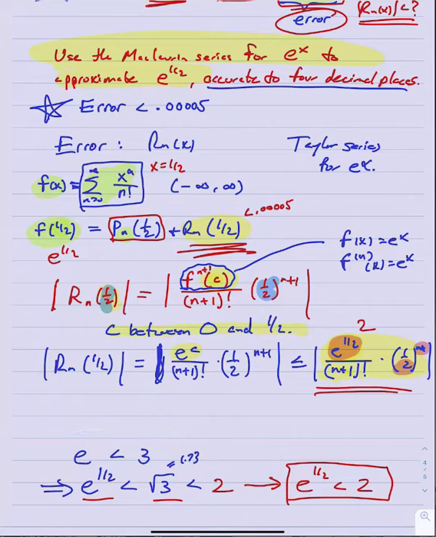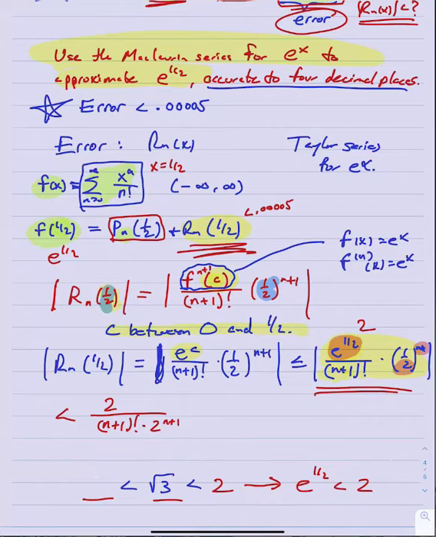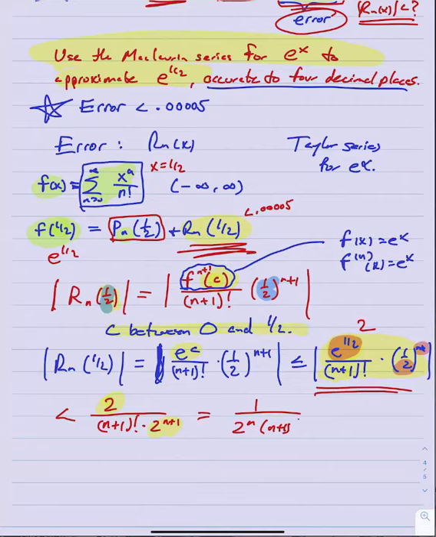We get that this guy is less than 2 over (n plus 1) factorial times 2 to the n plus 1. And I have dropped the absolute value bars now because everything there is positive. And notice what happens. I can actually put these two together now, and I can say that this is 1 over 2 to the n times (n plus 1) factorial.